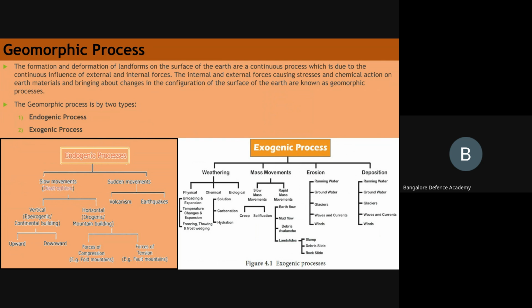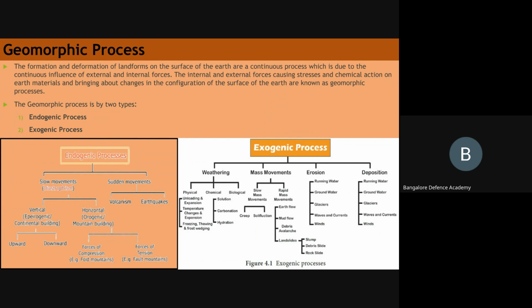The first is called the endogenic process. Endogenic process and exogenic process. Endogenic process is the forces which happen inside the earth. Exogenic is the process which happens outside the earth. So what are those? One is called slow movements and another is called sudden movements. So what are the sudden movements? Volcanism and earthquakes. And the slow movement is called diastrophism.